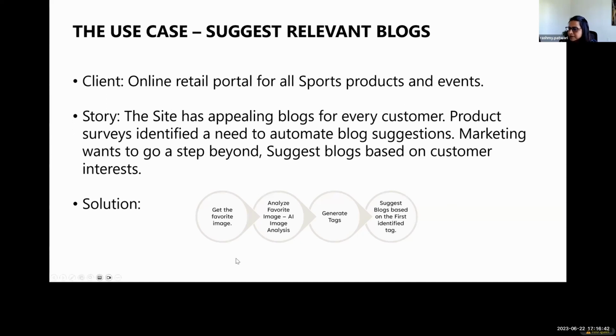The solution is pretty simple. I want to just get a favorite image as part of the customer's profile, and then engage Azure Cognitive Services in the backend, analyze the image, generate tags, and based on the suggestions, choose a particular offer or an article which is more relevant to the topmost category of tags. So that's the solution that I'm going to demo.